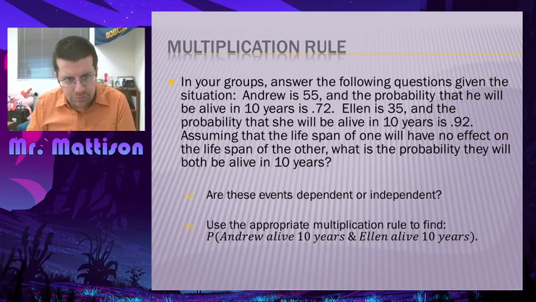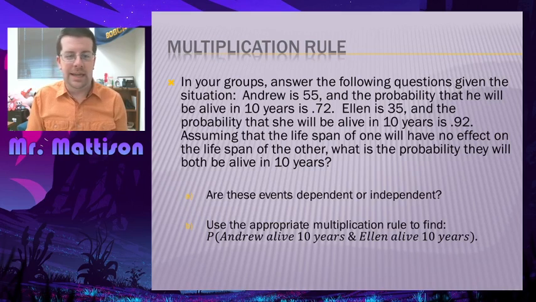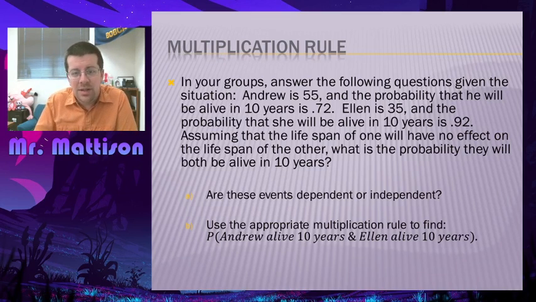Andrew is 55, and the probability that he will be alive in 10 years is 0.72. Once again, sorry that this is a bit of a morbid topic, but here we go. Ellen is 35, and the probability that she will be alive in 10 years is 0.92. So what is the probability that both of them are going to be alive in 10 years?